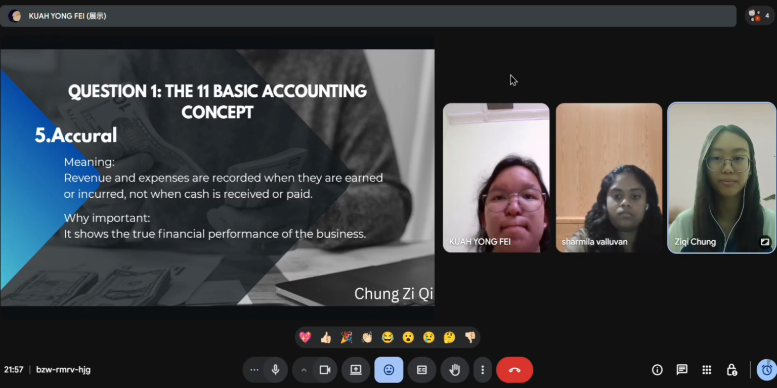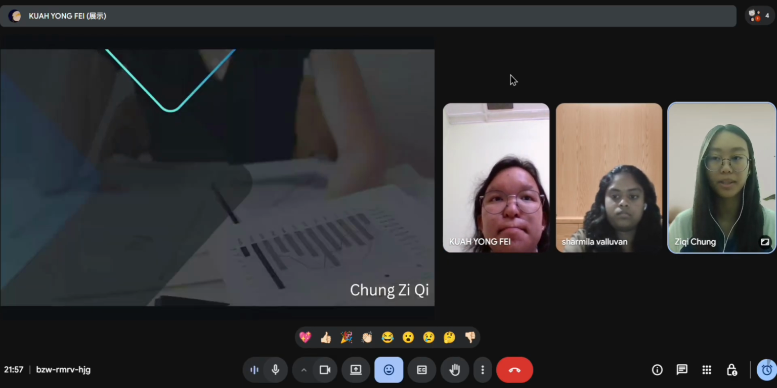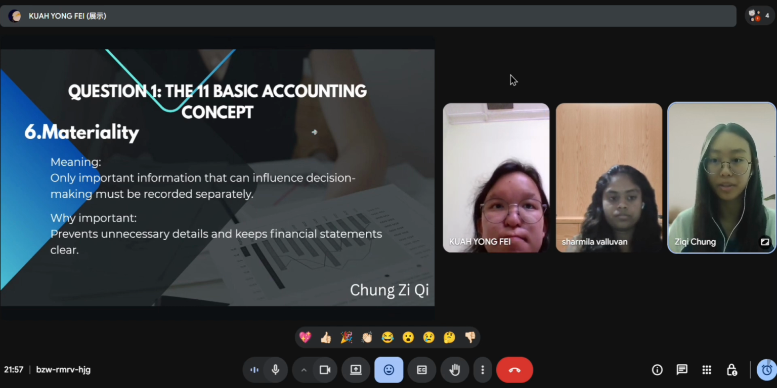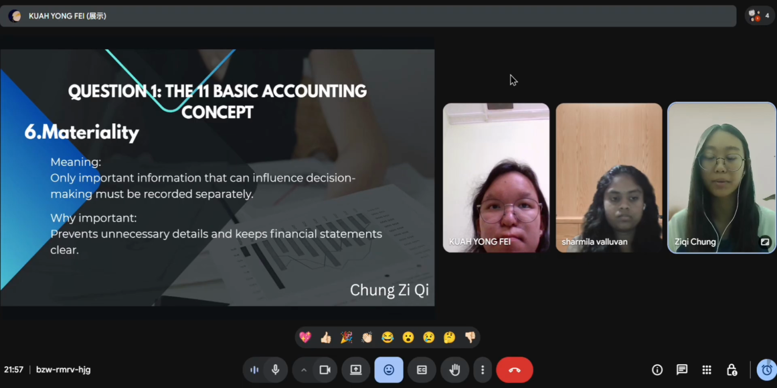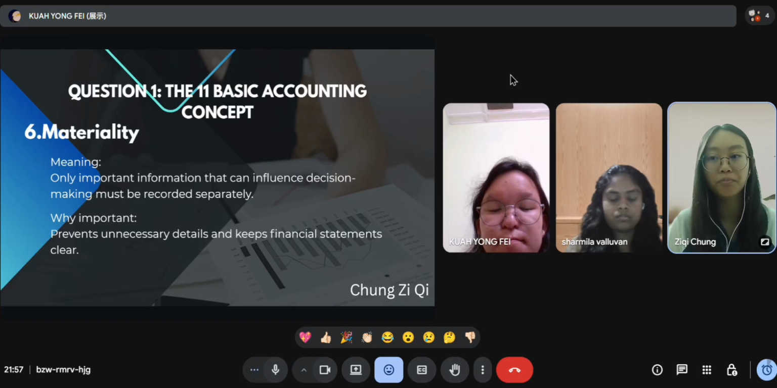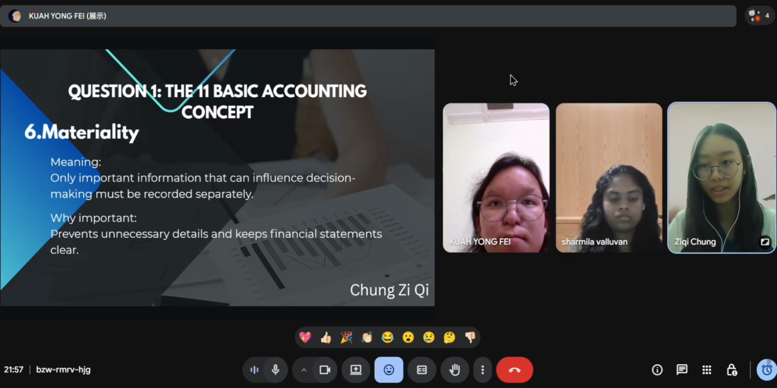Next one is about materiality. Materiality means only important information that can influence decision making must be recorded separately. For example, if the company buys a calculator for 20 ringgit, it is directly recorded as an expense instead of an asset because it is a small amount. It's very important because it can prevent unnecessary detail and keep financial statements clear.